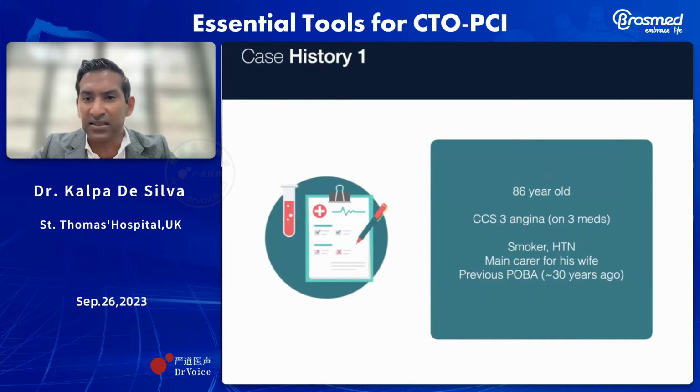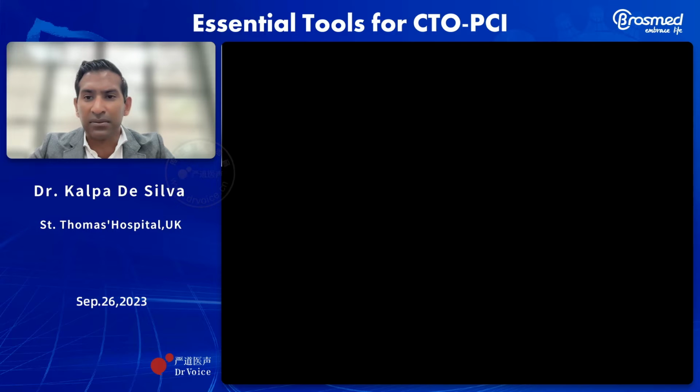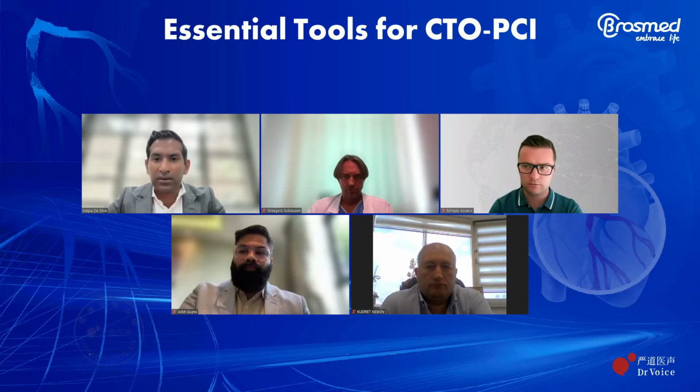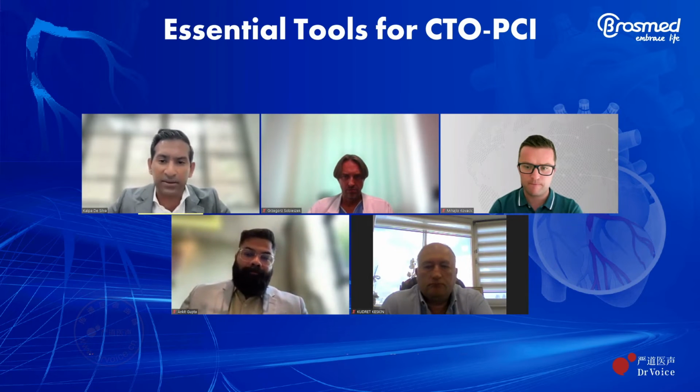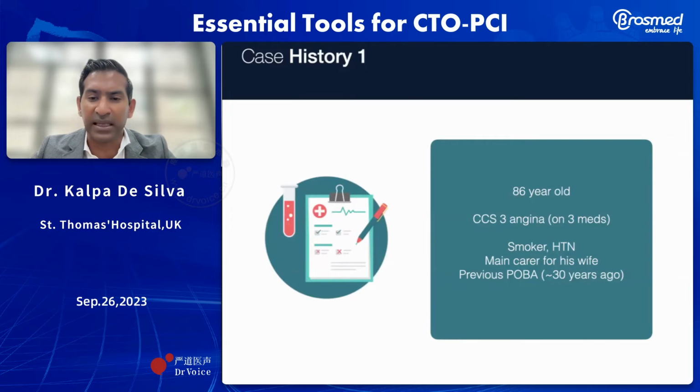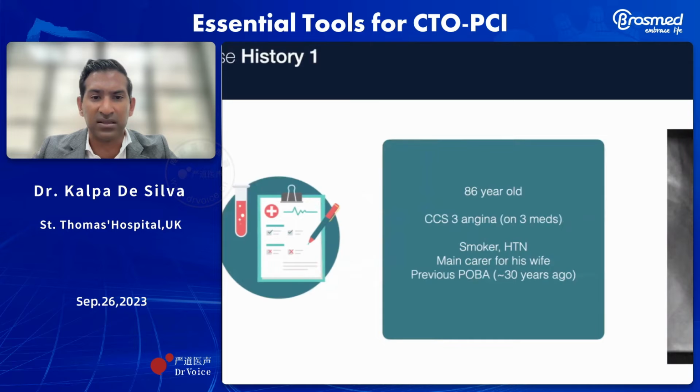So I'm going to just present two quick cases. The first one's an 86-year-old that was initially undertaken by a colleague of mine, CCS class 3 angina on 3 medications, hypertensive smoker. He's the main carer of his wife, so he's very keen to get back to being physically active and mobile. He's had a previous balloon angioplasty around 30 years ago.